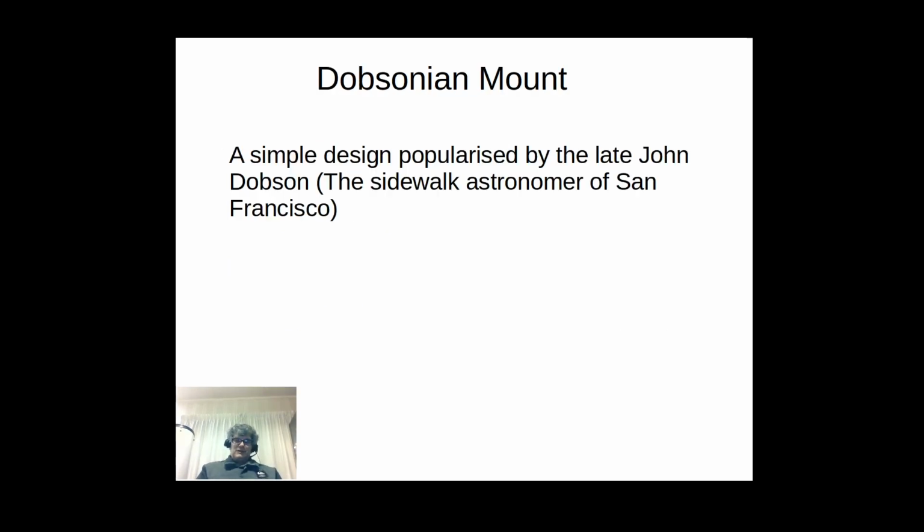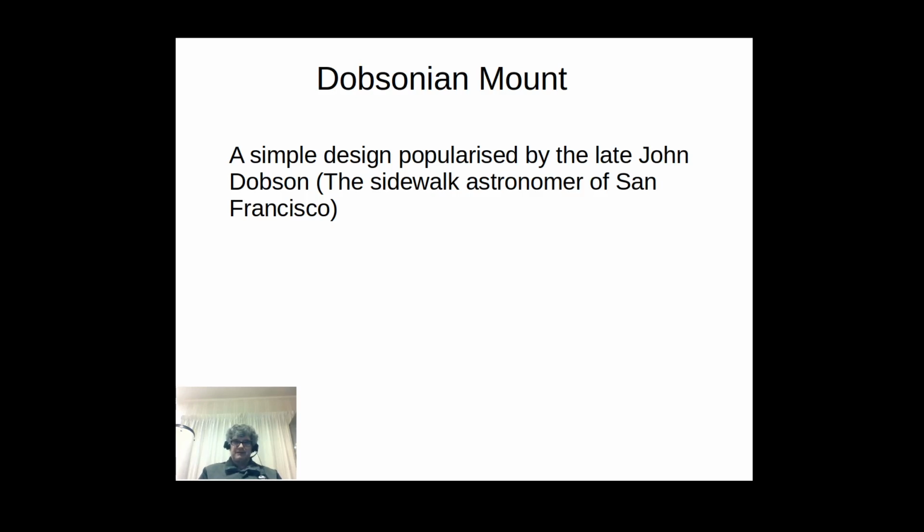So we're going to look first at various kinds of our alt-azimuth mounts, and the simplest one that'll be familiar to most amateurs is the Dobsonian mount. This is a design popularised by the late John Dobson, otherwise known as the sidewalk astronomer of San Francisco, and he got that name because he used to take his telescope out to city streets in San Francisco and get people to look at the moon and planets, which is still possible under light pollution skies.